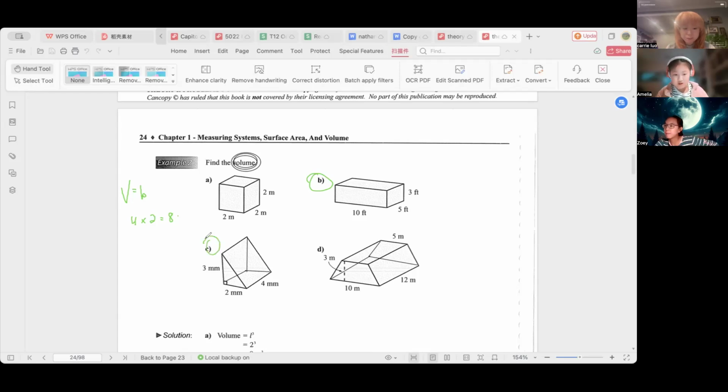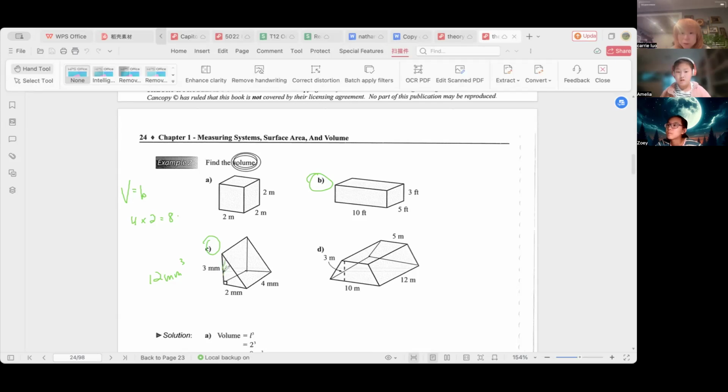Number C. Amelia, what is the answer? So for number C, I got 12 millimeters. Pardon me? I got 12. 12 millimeter cube. So how did you get 12? So I got 2 times 4 and then 8 divided by 2 and then times the height, which is 3, and then 4 times 3 equals 12 millimeters cubed.